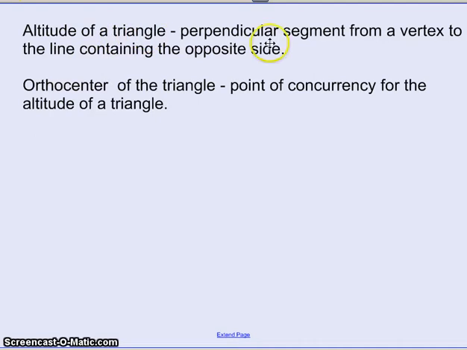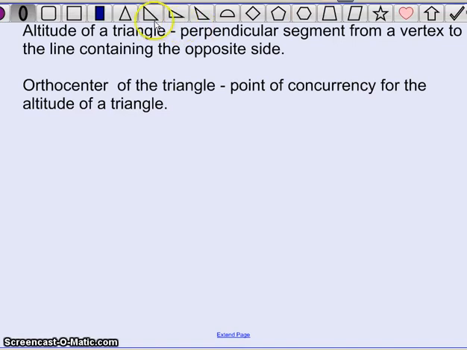Alright, the altitude of a triangle is a perpendicular segment from a vertex to a line containing the opposite side. The orthocenter of a triangle is the point of concurrency for the altitudes of a triangle. Let's talk about a right triangle real quick here.